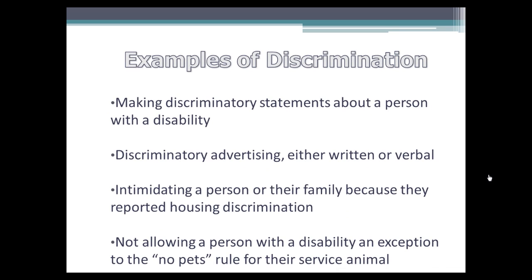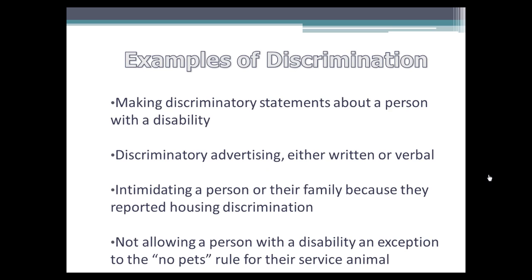Some additional examples of housing discrimination include making discriminatory statements about a person with a disability, which might be considered discriminatory harassment, expressing an intent to discriminate against persons with disabilities, which may be a violation of the statements or advertising provisions of the law. Intimidating a person because she reported housing discrimination might be considered retaliation, which is illegal under the fair housing laws.